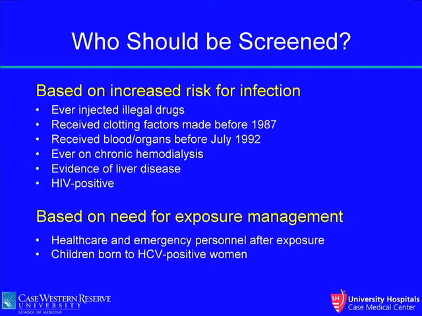This is a synopsis of the CDC guidelines as they stand today, as to which patients should be screened for hepatitis C. And there are 2 categories. If you've been exposed, obviously, a healthcare or emergency personnel person, or a child born to an HCV-positive woman, that would be based on exposure. Or if you have an increased risk, and this includes intravenous drug use, certain high-risk groups from the days when we did not test for hepatitis C because we didn't know it existed, if someone was ever on chronic hemodialysis, if they have evidence of chronic liver disease, and if they're HIV positive. This is what we use today to determine whether we order a hepatitis C antibody on somebody or not.